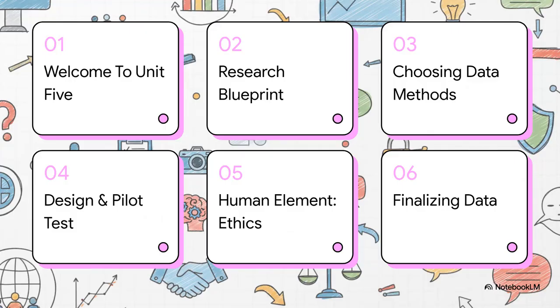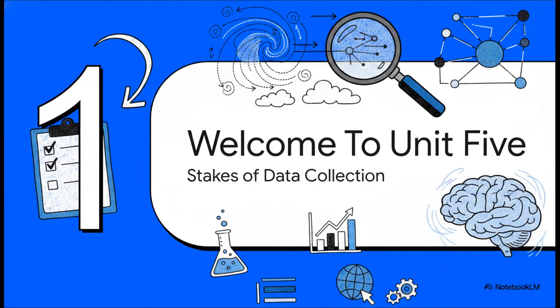Here's our syllabus for today's explainer. We'll hit Welcome to Unit 5, Defining Your Research Blueprint, Choosing Your Data Methods, Designing and Pilot Testing, the Human Element, Ethics, and finally, Finalizing Your Data Collection. Let's kick things off with Section 1.